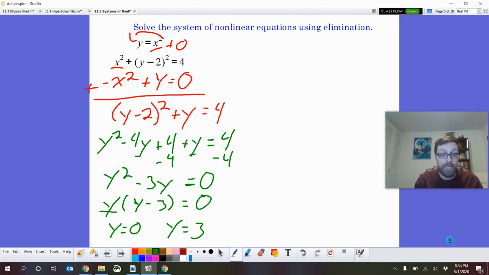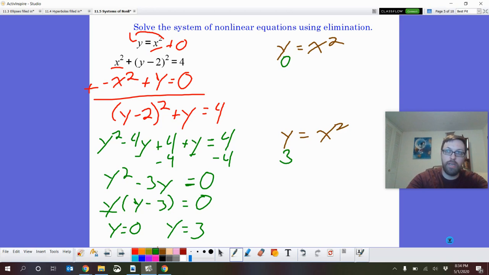So we can substitute back into either equation. I'm going to do the first one because it's easy, but we've got to check both. So y equals x squared. We've got to put in 0, and we've got to put in 3 and see what we get. In the first equation, 0 equals x squared. When you square root both sides, you get 0 equals x. So x just equals 0. So our first solution is at (0, 0).